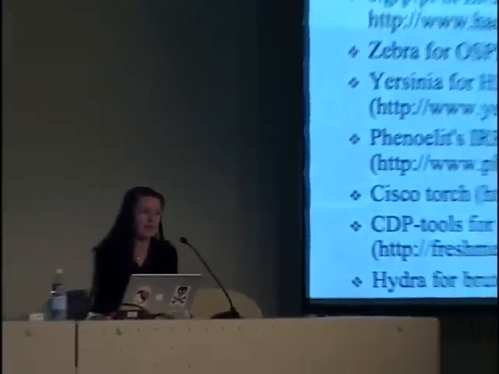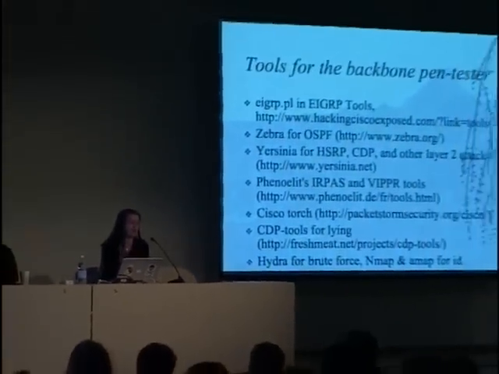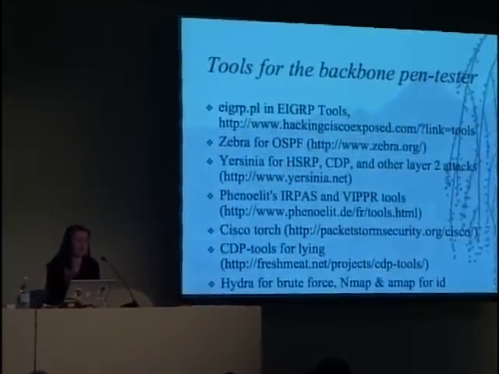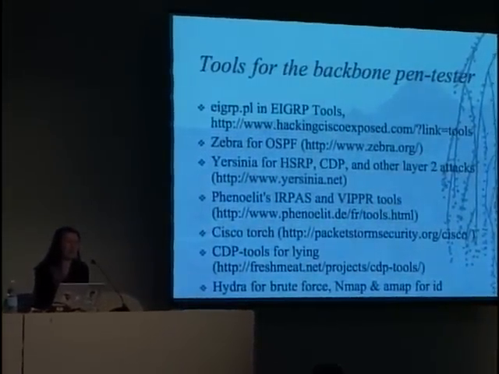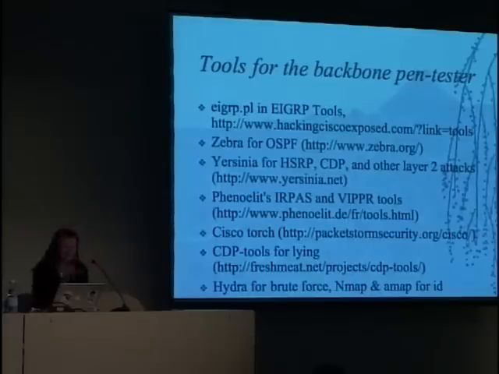So here's the tools slide. There's a Perl script that the Russian guys who did the Hacking Cisco Networks Exposed book wrote so that you can actually speak EIGRP. And all these slides are going to be on the conference website, so you people frantically writing down don't have to write quite so frantically. There's Zebra Suite, which will allow you to speak OSPF. There's a tool called Yersinia, which will allow you to attack a lot of the layer 2 things, the hot standby router protocols, Cisco Discovery Protocol that we talked about.